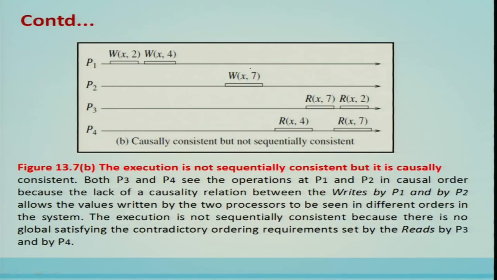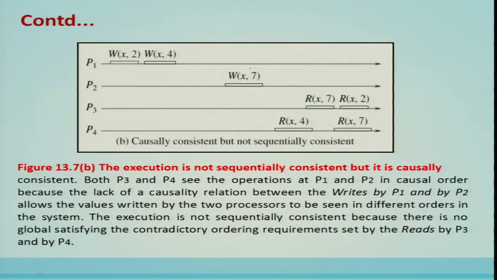So here we can see that both P3 and P4 see the operations at P1 and P2 in a causal order, because the lack of a causality relation between writes by P1 and P2 allows the values written by the two processors to be seen in different orders in the system. The execution is not sequentially consistent because there is no globally satisfying ordering, due to contradictory ordering requirements by reads and writes.